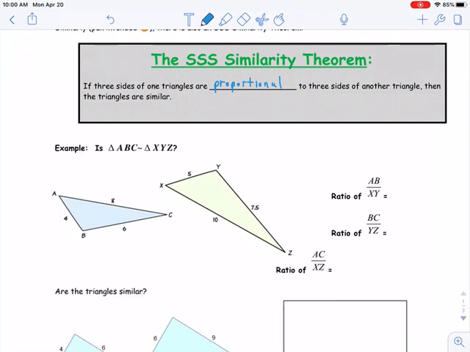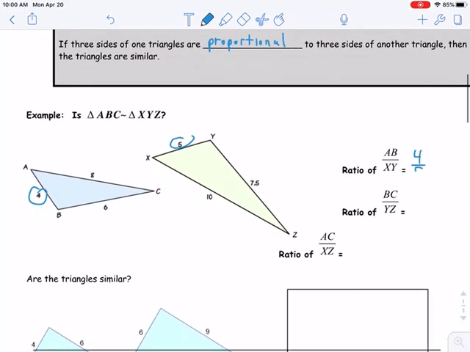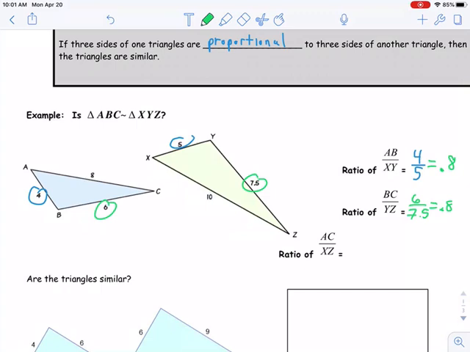So we got some problems we're just gonna run through. All right, is triangle ABC similar to triangle XYZ? Well, the ratio of AB to XY is 4/5. BC, 6. YZ, 7.5. 6/7.5, which is 0.8, and this 4/5 is 0.8. Since we have this goofy fraction, it might be easier to translate it to a decimal. And then we have AC over XZ, 8/10, which is again 0.8.